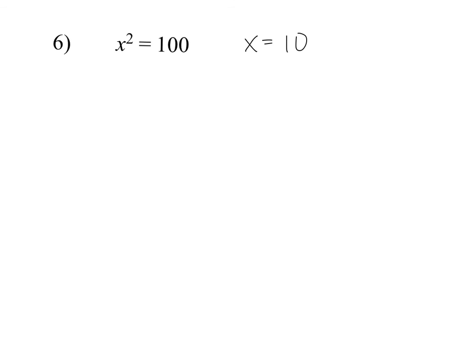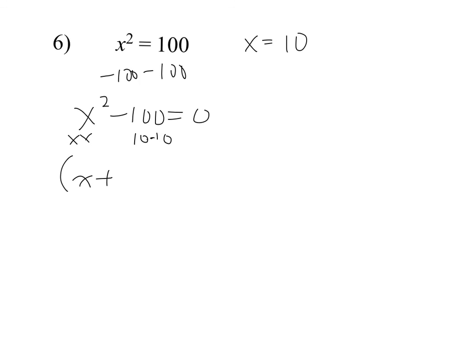So if I do it the factoring method, I'll subtract 100 from both sides to get everything on one side, to get a 0 on one side. But now this is difference of squares, because this is x and 10 and 10. So this factors as x plus 10, x minus 10 equals 0.